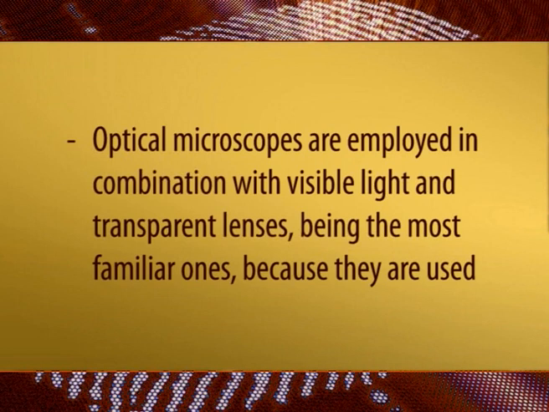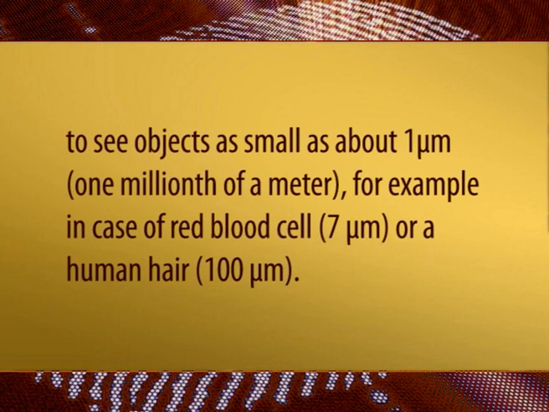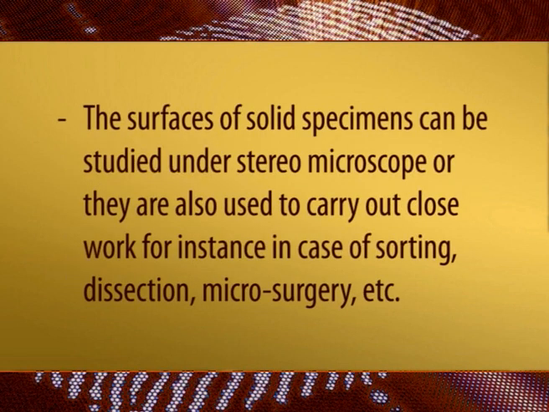They are employed in combination with visible light and transparent lenses, being the most familiar ones because they are used to see objects as small as about 1 micrometer. For example, in case of red blood cells, which are 7 micrometer in size, or a human hair, 100 micrometer. The surfaces of solid specimens can be studied under stereo microscope, or they are also used to carry out close work, for instance, in case of sorting, dissection, microsurgery, etc.